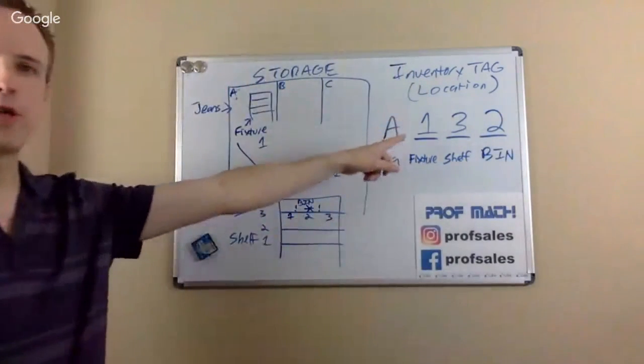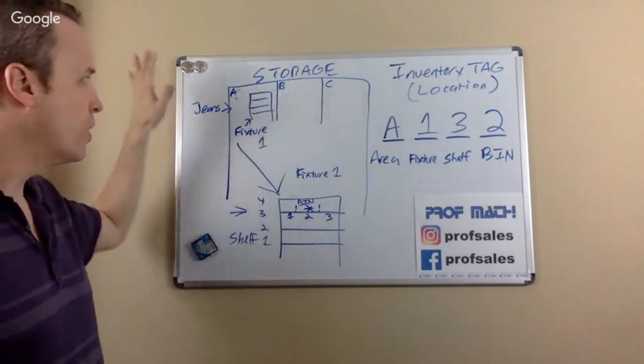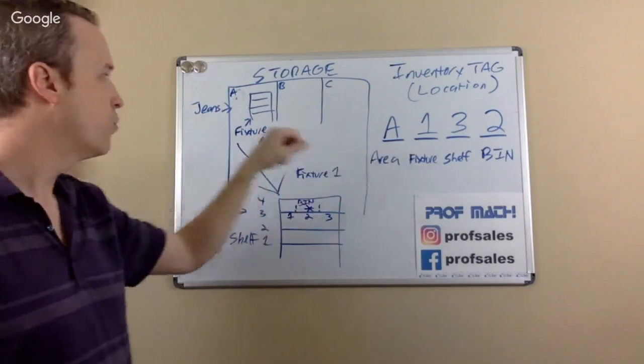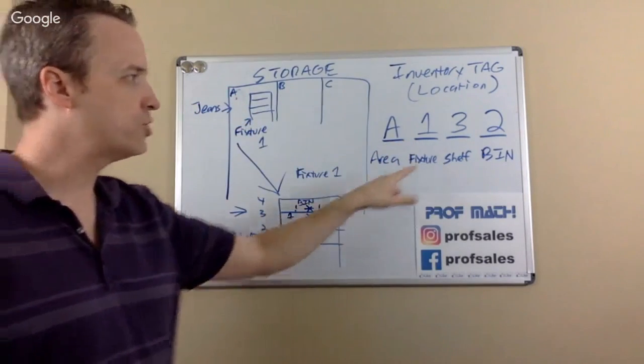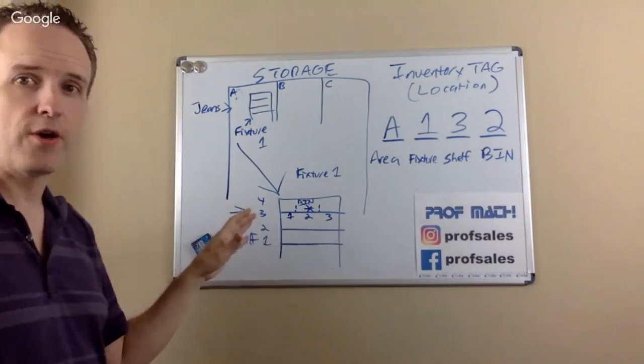And so there's our location of our item. So we started with a big area. We narrowed it down to one particular fixture, in this case, a shelving unit. We narrowed it down to a shelf on that fixture, shelf number 3. And then we narrowed it down even further and said, all right, it's in bin.